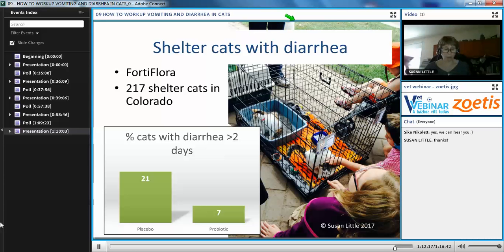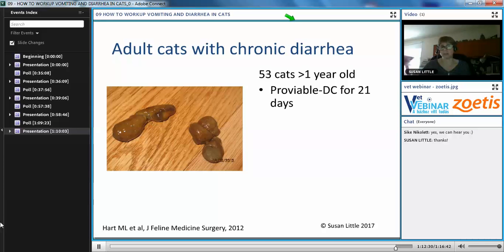But of the cats that were on the probiotic, only 7% of those cats had diarrhea that extended for more than 2 days. So they did see a definite improvement in the cats that were on Fortiflora. And again, these cats would have had diarrhea for all kinds of different reasons. The other study was done in adult cats with chronic diarrhea.